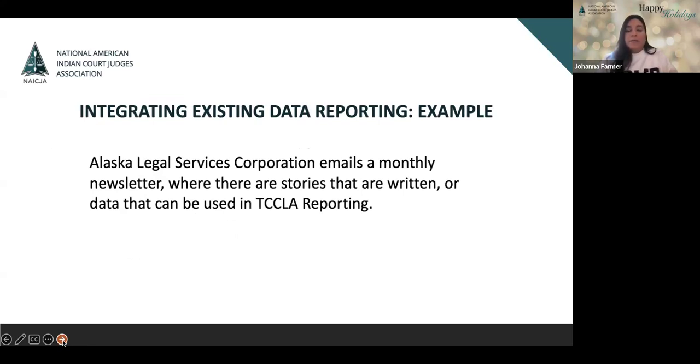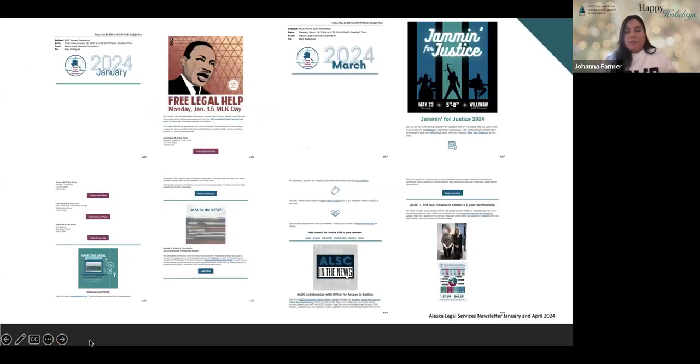One example is Alaska Legal Services Corporation, which emails a monthly newsletter where they have stories that are written or data that can be used. This is an example of their newsletter from January and from March. It has stories in it and it has events and things that they're already doing. So all they have to do is pull the information from these existing newsletters to add into their TCCLA reporting.